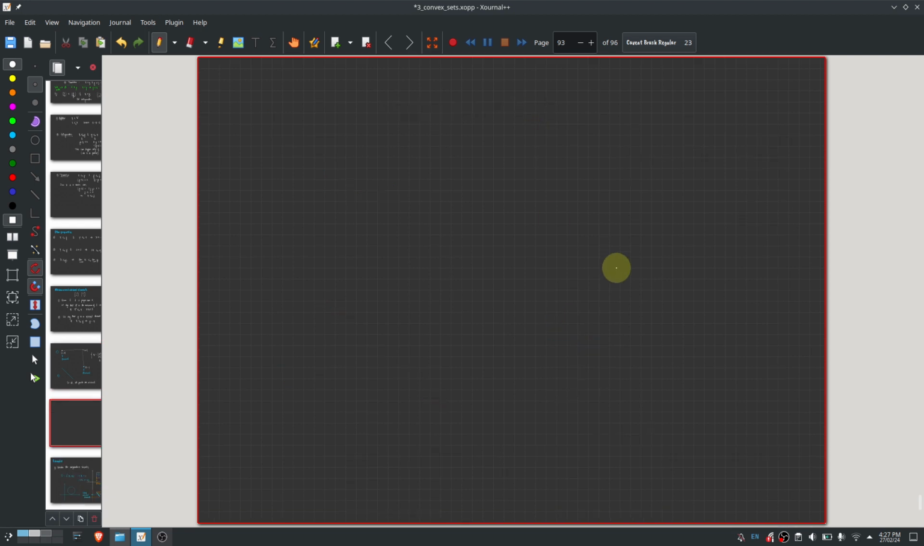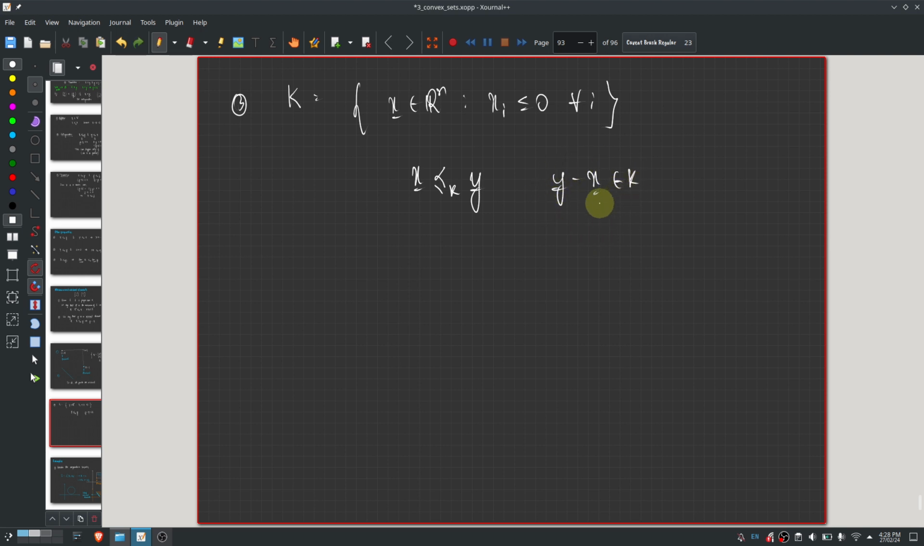So suppose I define my cone to be the set of all vectors x in R^n such that x_i is less than or equal to 0 for all i. Okay. So when do you say that a vector x is less than or equal to y? Since we always define less than or equal to with respect to K, when y minus x is in K, right? But when is y minus x in K? When all elements of y minus x are less than or equal to 0.